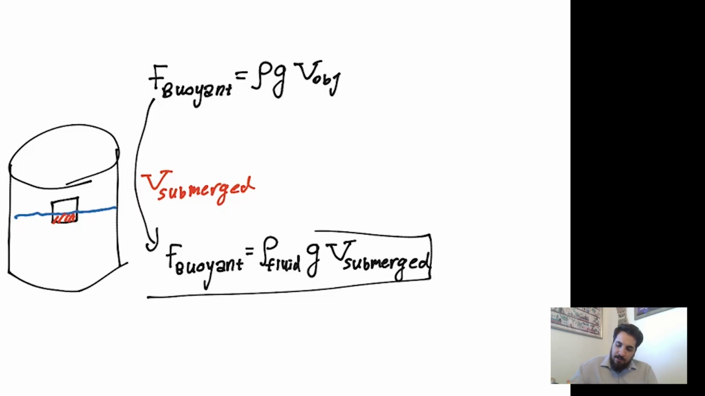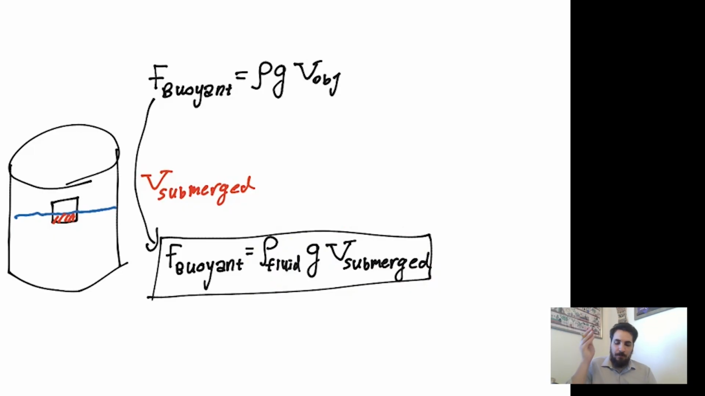And this is what is known as Archimedes' principle, that the buoyant force depends not on the mass of the object, rather it just depends on how much of that object is submerged, as well as the density of the fluid, but it doesn't depend on the mass of the object.